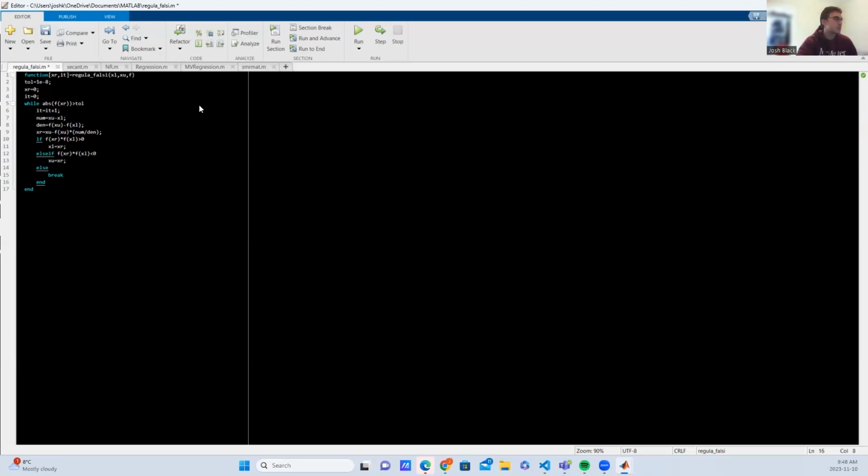Now, the one piece of code that I forgot to add in is our stopping criteria. So we should also add in a variable at the top called maxit. This is our maximum amount of iterations. Let's say 1,000.